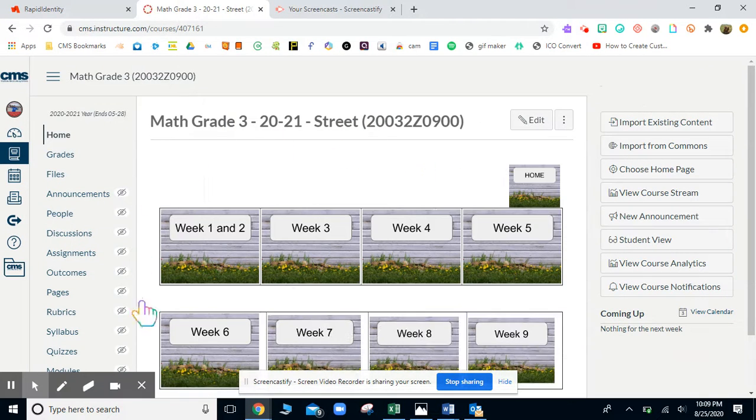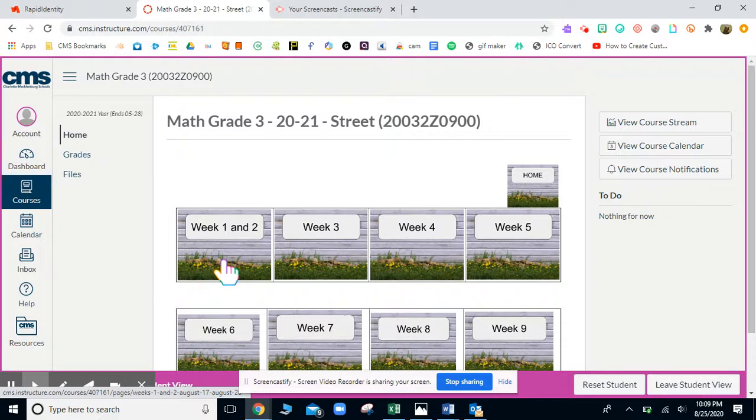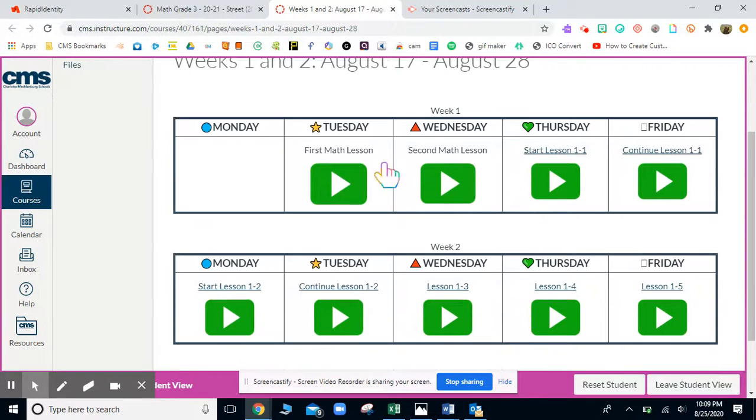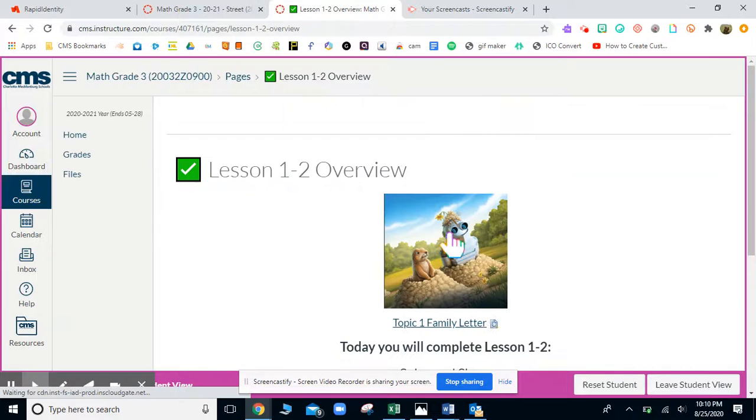All right, now that we're in the math, I'm going to switch over to this student view again so we can see what the student sees. This week is week 2, so on this page, we'll click on this button. Week 1 and 2, August 17th through the 28th. So this was from last week. Here we are in week 2. Today was Tuesday, so we're going to click right on the green button.